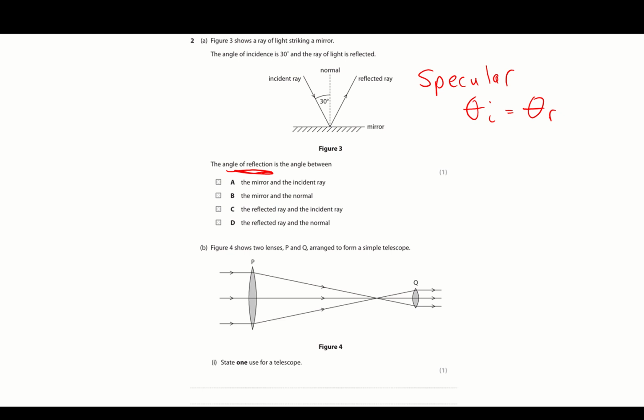So what it's asking us is, if this is the angle of incidence, that there would be the angle of reflection from the normal and the reflected ray. And we can see that's D.